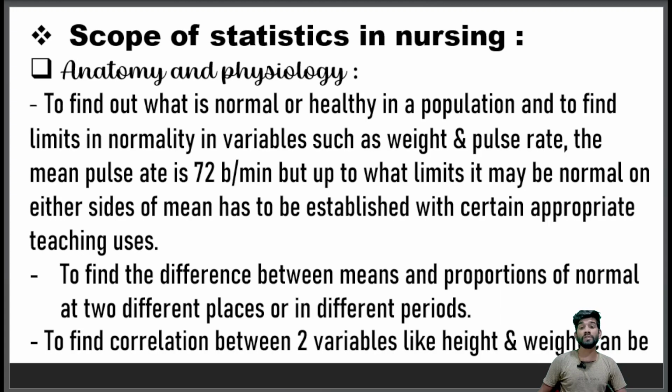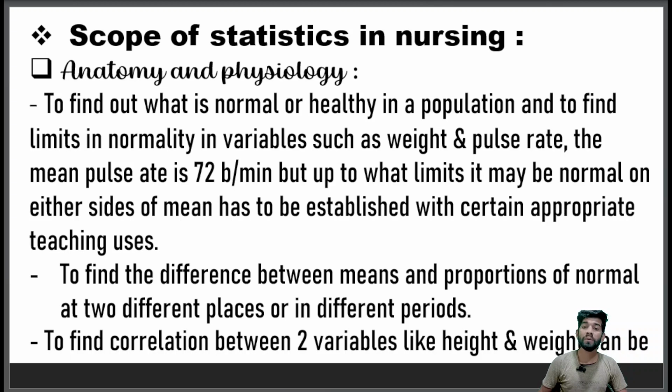Then the scope of statistics in nursing. Why is statistics important in nursing, and what is its scope? First, anatomy and physiology, where we find out what is normal or healthy in a population and find limits of normality in variables such as weight and pulse rate.